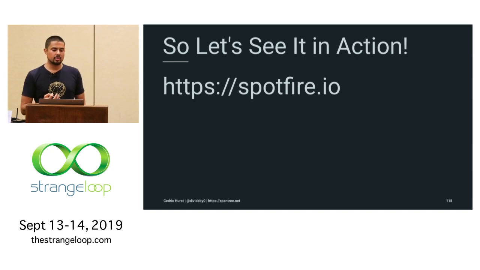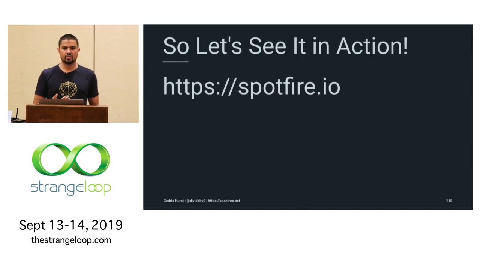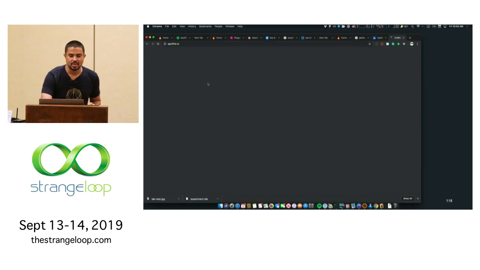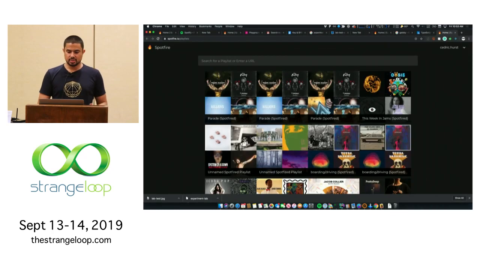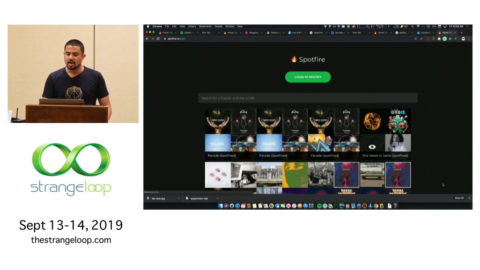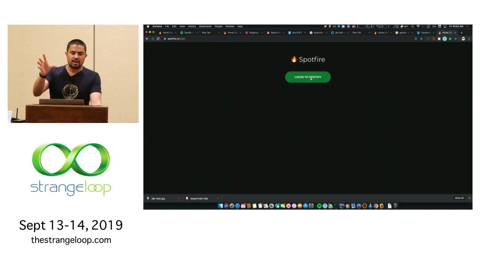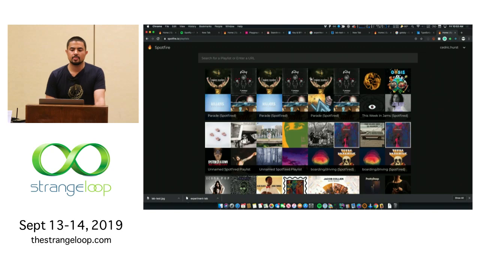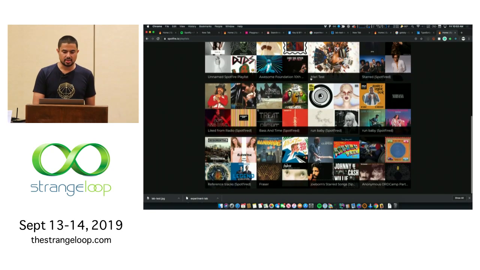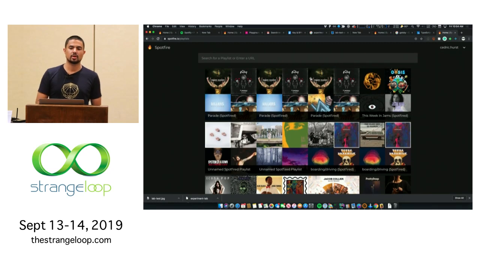I had a goal of being able to launch this tool before the talk, and I'm happy to say I got this up about an hour ago. So this is Spotfire. I'll go ahead and log out so you get the full user experience. If you go to Spotfire.io, you can log into Spotify. Immediately it'll show your own playlist. And you can see I've been testing this a lot because you'll see the same playlist over and over again.